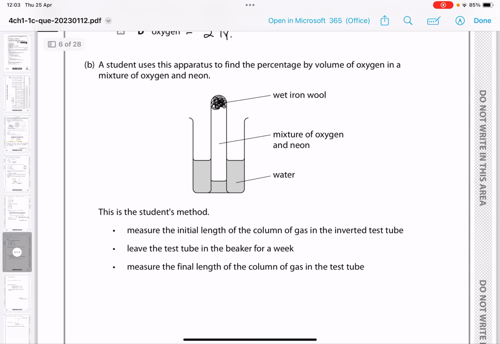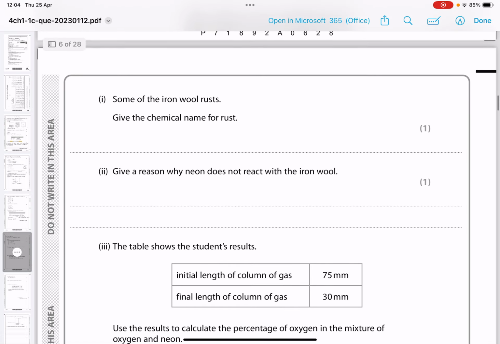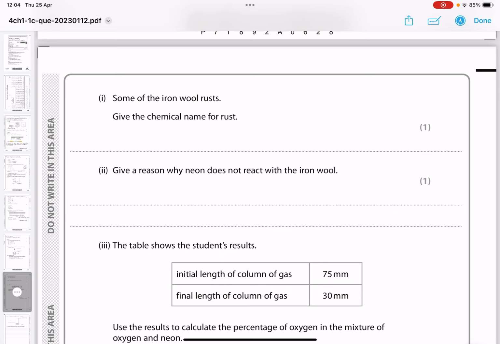A student uses this apparatus to find the percentage by volume of oxygen in a mixture of oxygen and neon. This is the student's method. Measure the initial length of the column of gas in the inverted test tube, leave the test tube in the beaker for a week, and measure the final length of the column of gas in the test tube. Some of the iron will rust. Give the chemical name for rust.